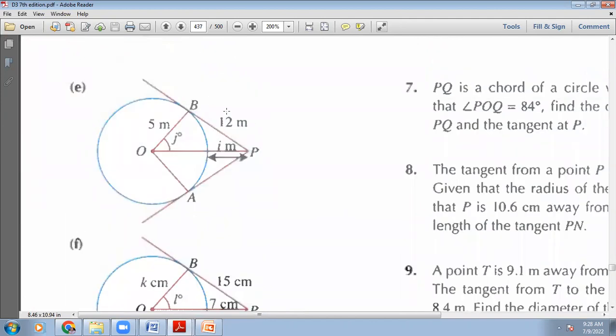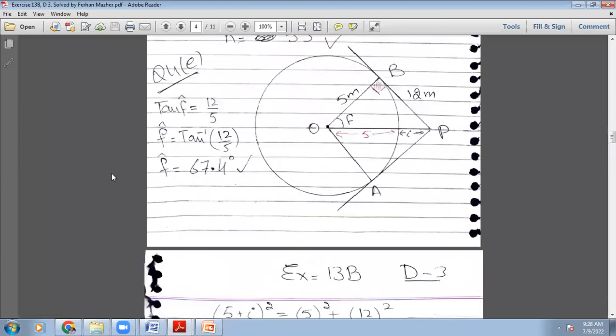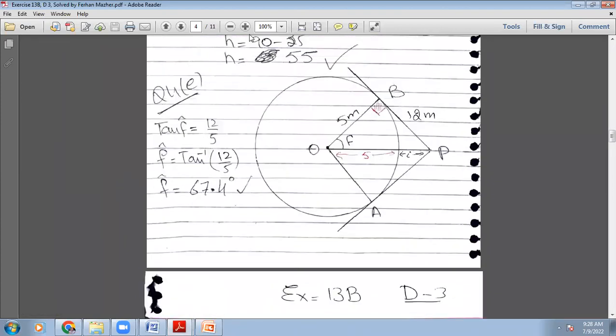So BP is the tangent, 12 meters. Radius is 5. This length from here till here is I. This angle is J. We can find angle J very easily. This is a right angle triangle, you know. This angle is 90. So this is perpendicular, this is base. I can apply tan J and we can find the value of J very easily.